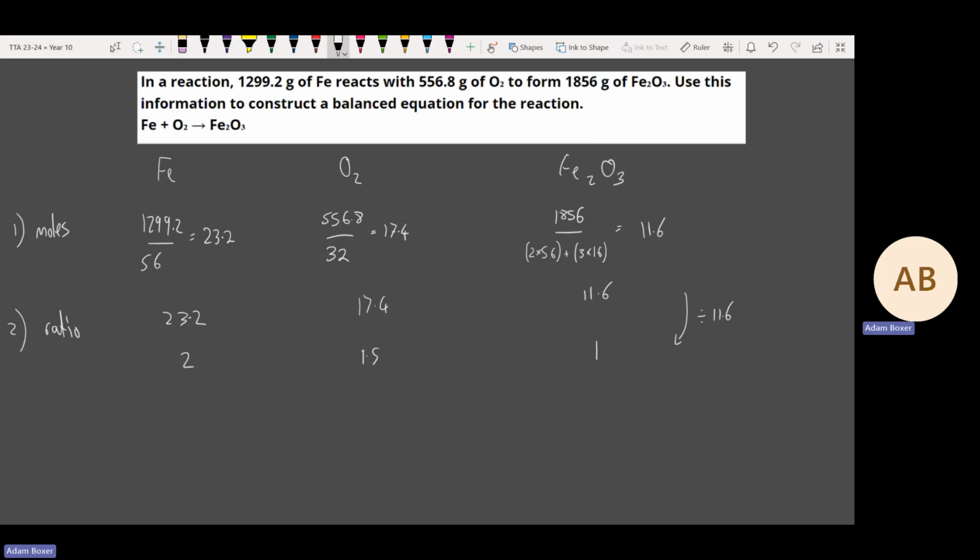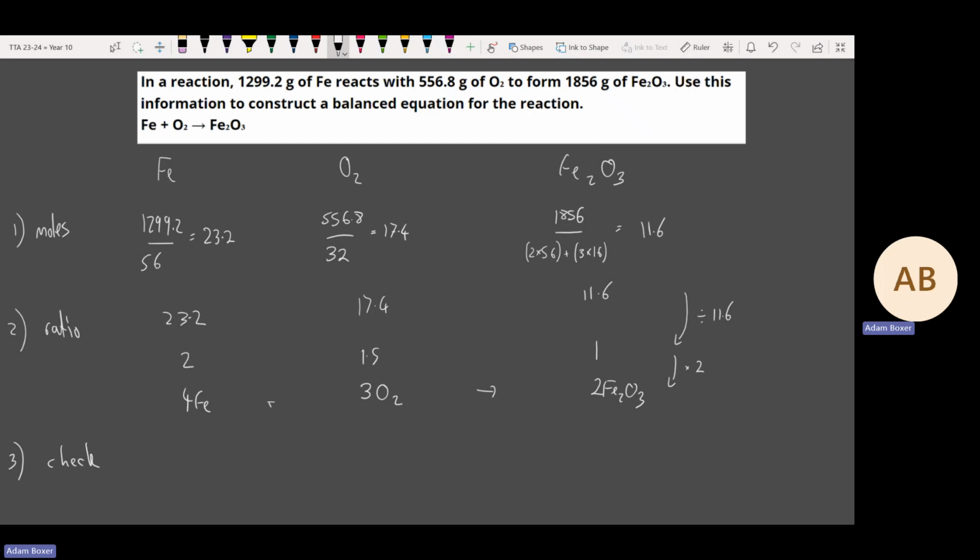That's still not a whole number ratio, but it's a lot easier to see what I need to do to that to turn it into a whole number ratio, which in this case is just going to be timesing by 2, 4 to 3 to 2. So I'm going to write out my equation, which is 4Fe plus 3O2 forms 2Fe2O3.